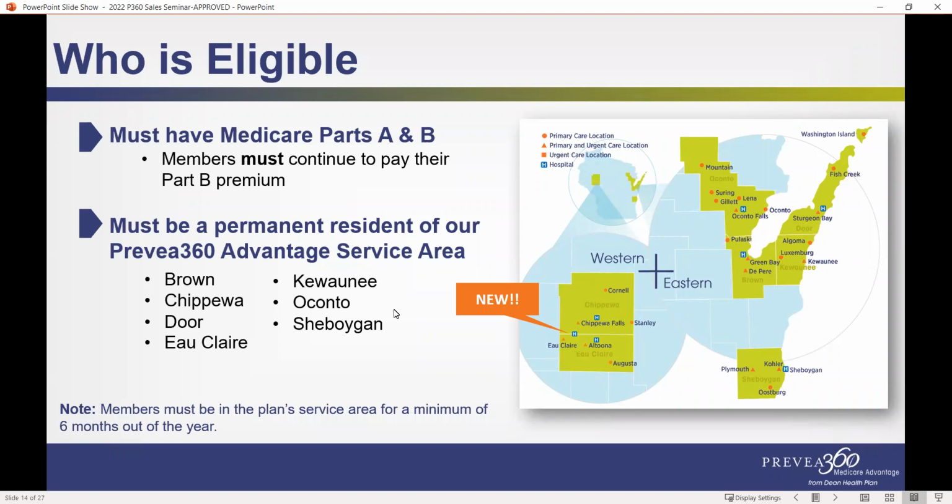Also note that you do have to be a resident of the plan service area for a minimum of 6 months of the year. So if you are a snowbird and you spend more than 6 months out of the service area, you would not be eligible, but you can spend up to 6 months out of the service area.